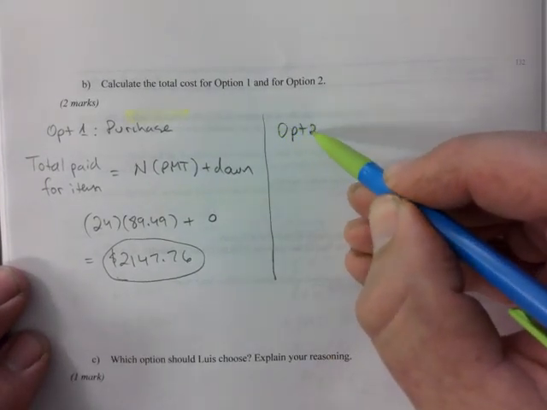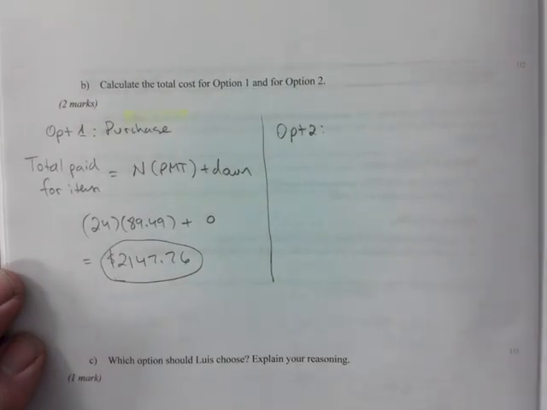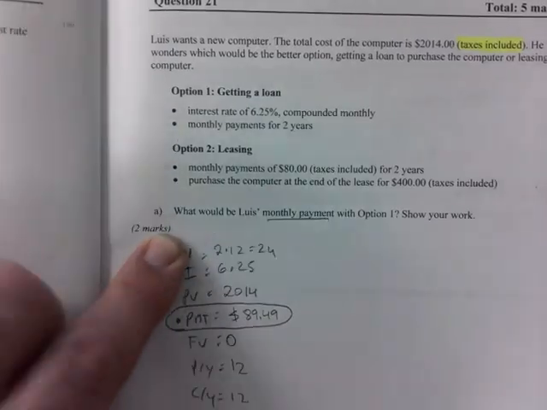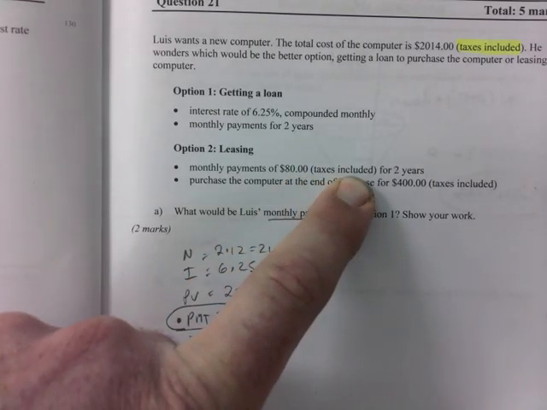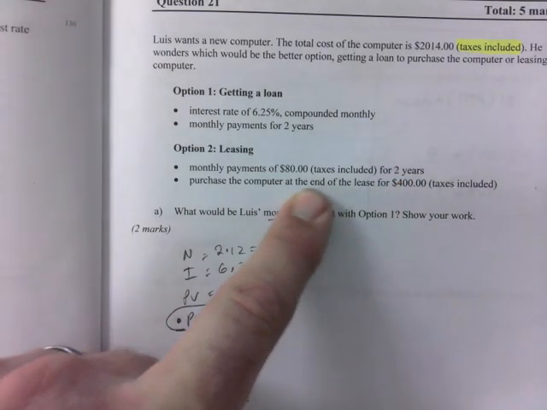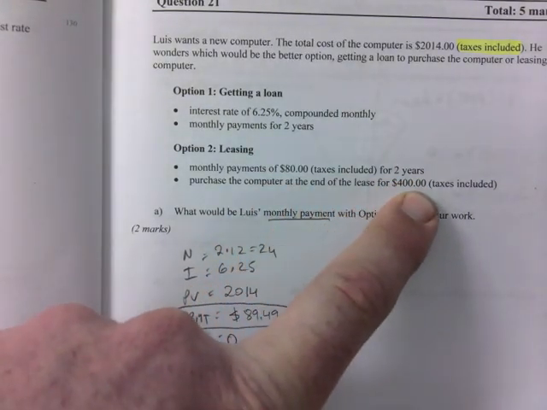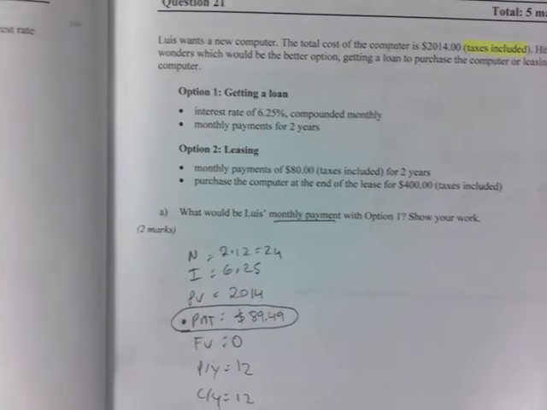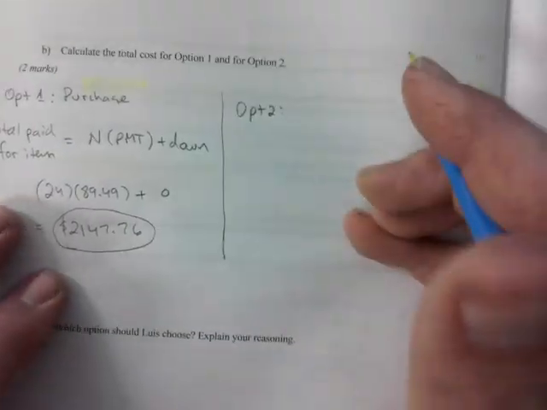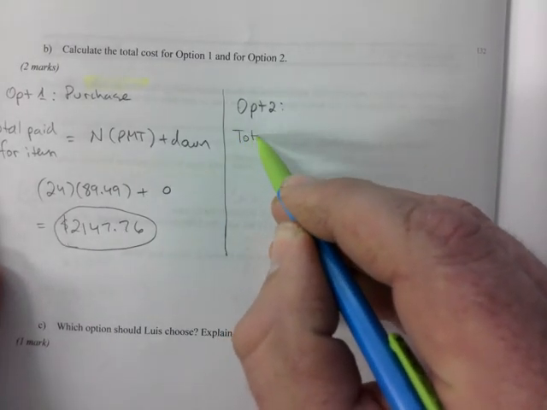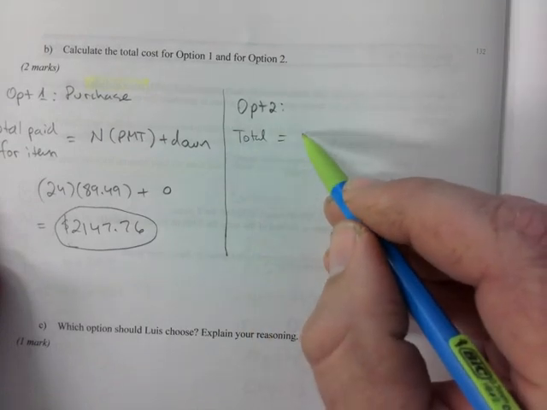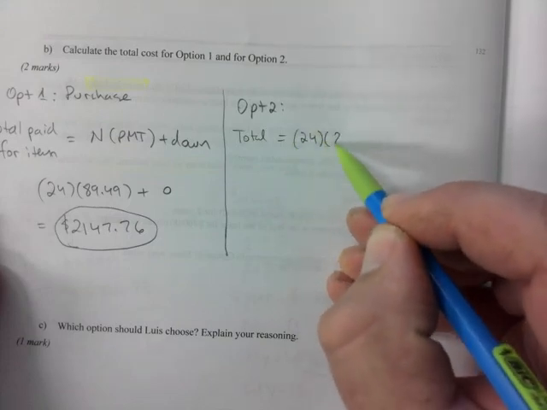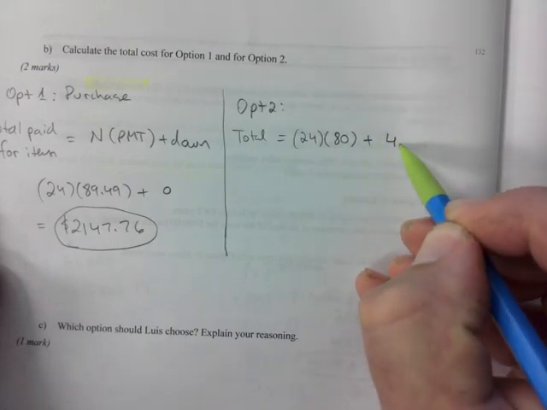Option 2 is the lease. Let's go read the lease first before we tackle this one. Monthly payments are $80, taxes included, so that's important, for 2 years. Purchase the computer at the end for $400, also taxes included already. So we don't have to worry about any taxes in this scenario. And I know it's leasing a computer, but it's still the same. Total lease would be 24 payments. Yes, it is 24. 24 payments of $80 plus purchasing it at the end.